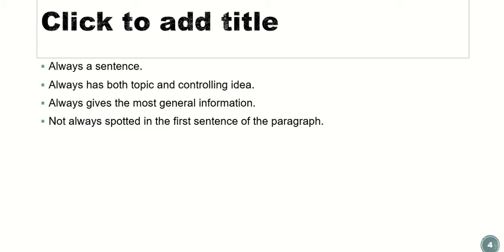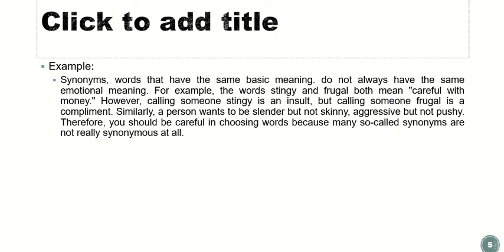The topic sentence is not always the first sentence of the paragraph. It depends on the writer. He can put the topic sentence even at the end of the paragraph. In this example, we have the topic sentence at the beginning of the paragraph: synonyms, words that have the same basic meaning, do not always have the same emotional meaning. And then the rest of the paragraph is the supporting sentences.